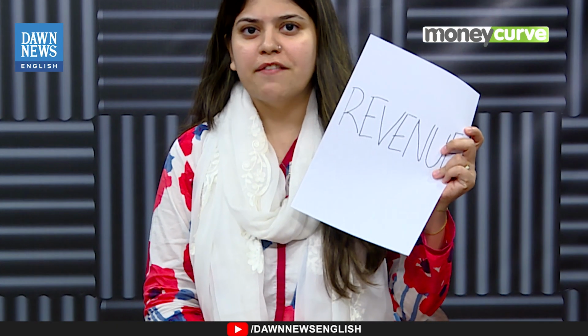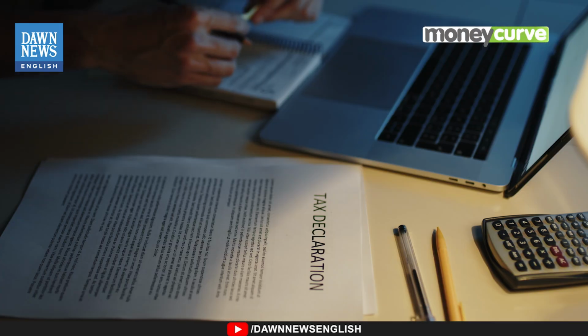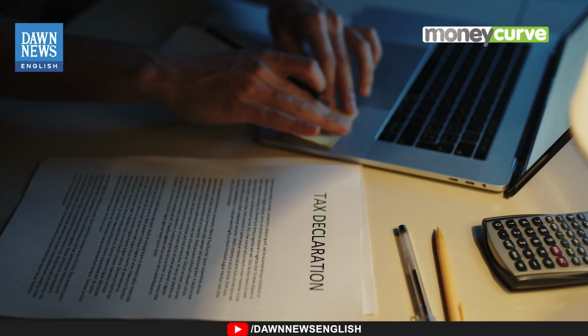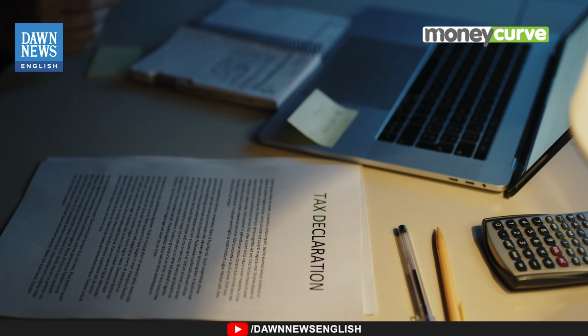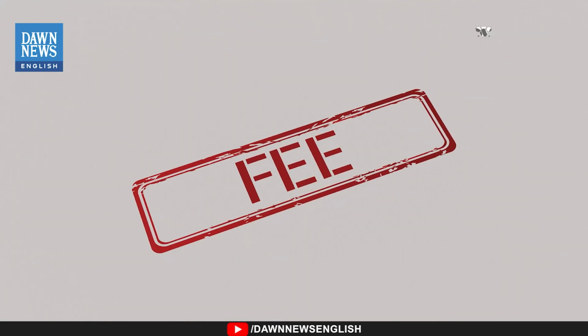Let's start with the basics. How the government earns and spends money? Revenue. This is the money the government earns. Think of it like a salary. Most of it comes from taxes and some from non-tax revenues like fees or profits from state-run companies.